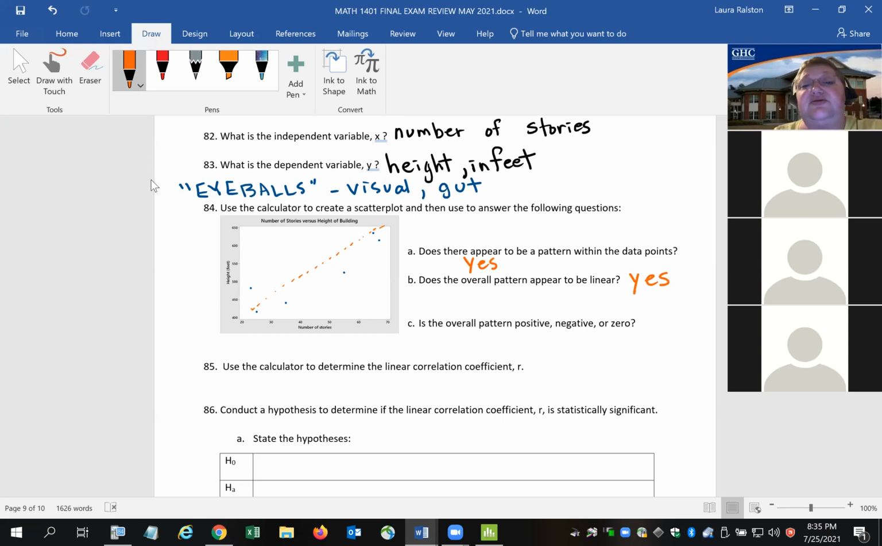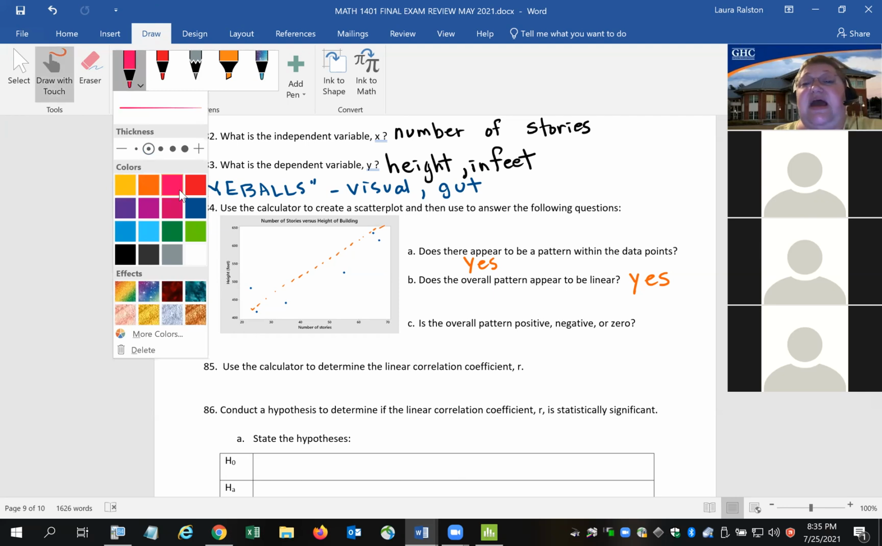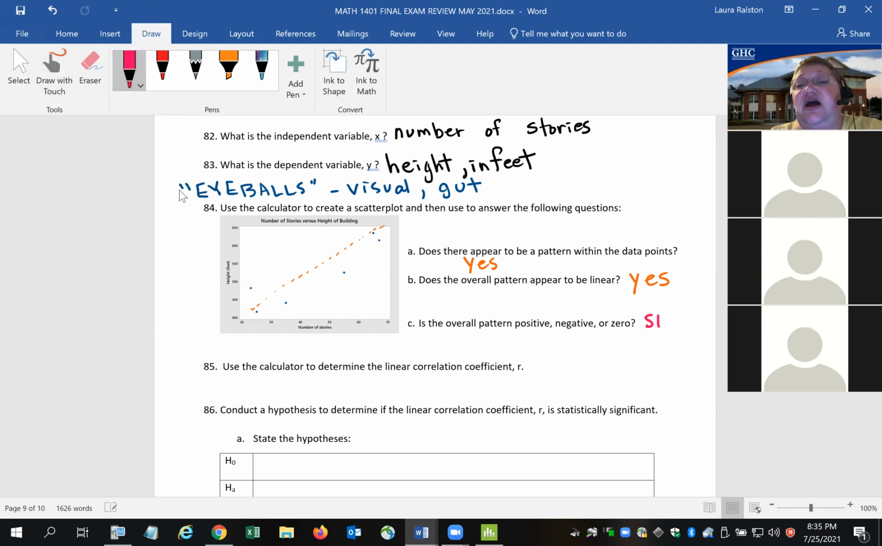And then we ask ourselves, does that pattern appear to be positive, negative, or 0? And this question actually relates back to something you learned in algebra called the slope or the tilt of the line. And this is going to be important a little bit later. So if I'm looking at my graph, it appears as the number of stories goes up, the height goes up, which makes sense. And so my line appears to go up as I move left to right, which implies that the pattern is positive.